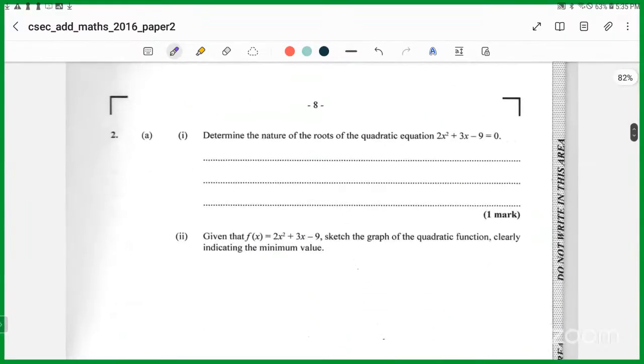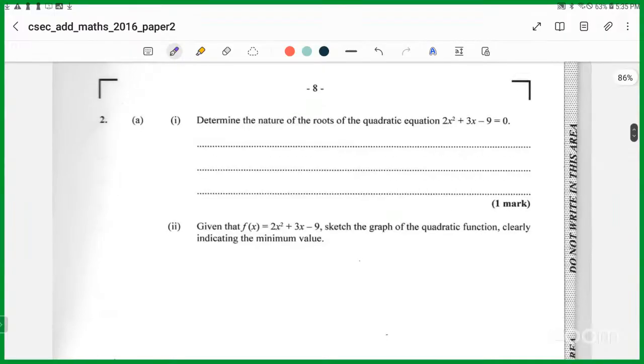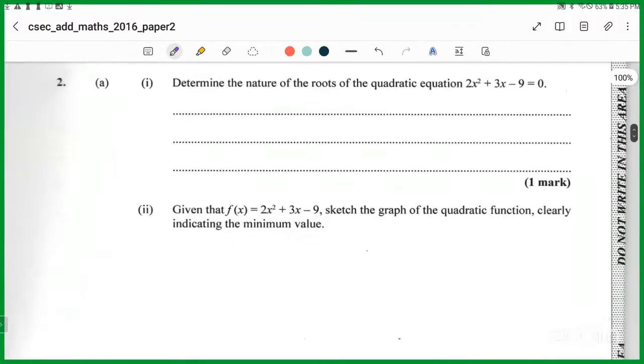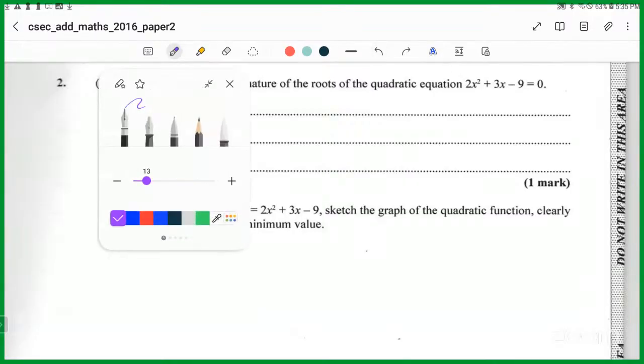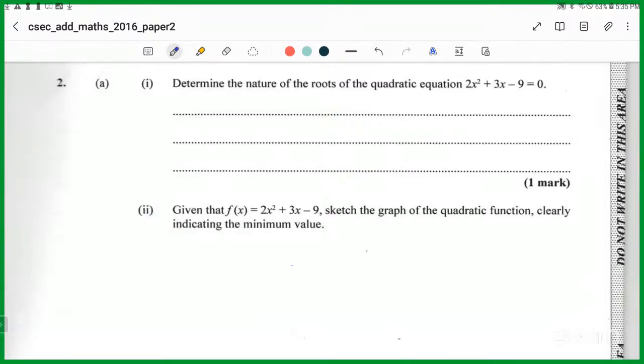This one said determine the nature of the roots of this equation. Remember, the nature of the roots is determined by the discriminant. So you just need to calculate the discriminant of it. There's 1 mark for it. So calculate b squared minus 4ac. Simple as that. And b squared minus 4ac, if you work it out, the b is 3. So it's 3 squared minus 4 times a, the a is 2, times c, the c is negative 9.